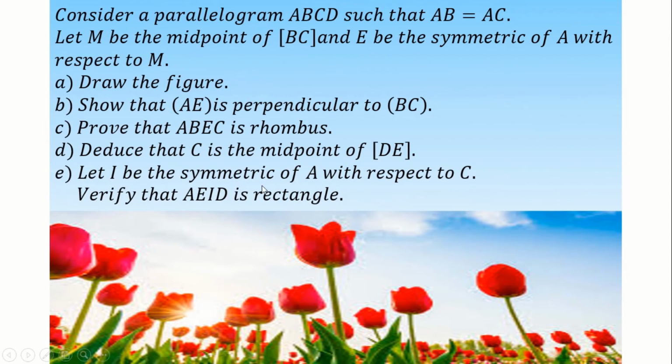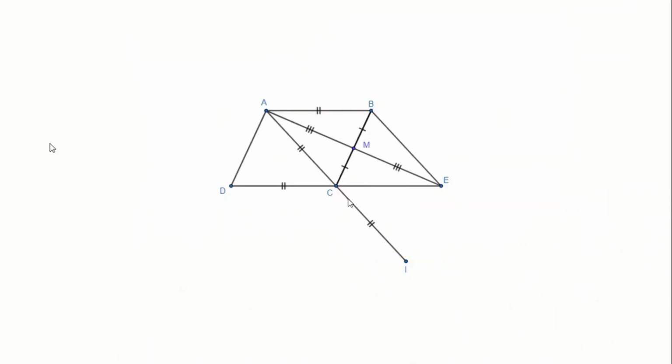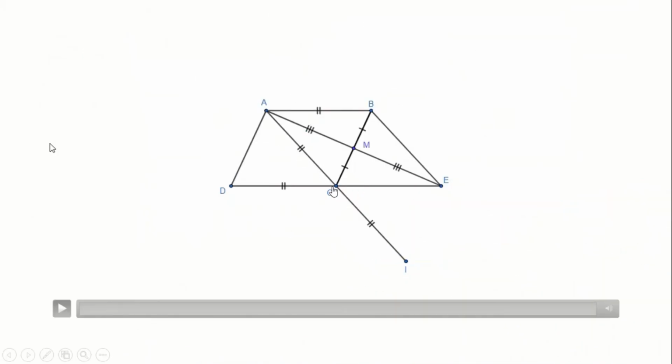Now let I be the symmetric of A with respect to C. First of all, to construct the symmetry, we should produce it by the same length. So here we can say that AC should be equal to CI. Now let's prove that AEID is a rectangle.